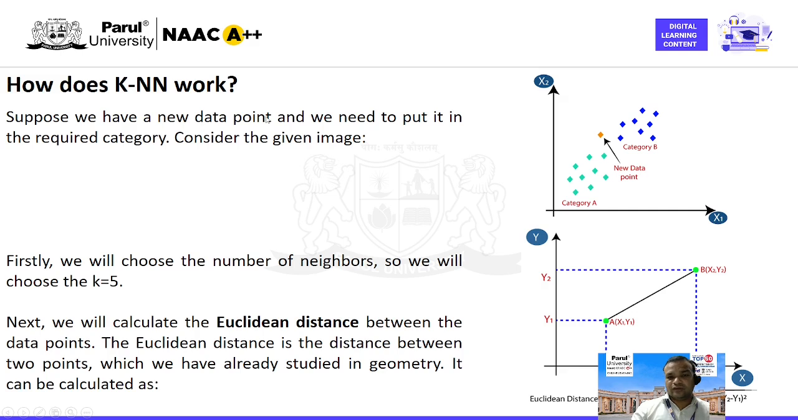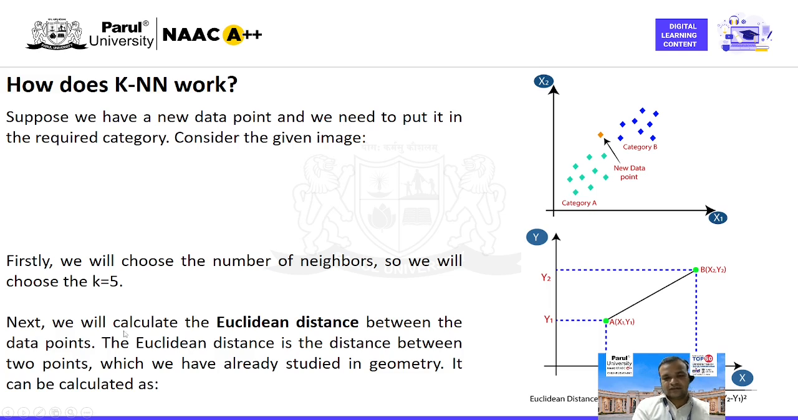Suppose we have a new data point like this, and we need to put it in the required category. Category A, category B. Features are x1 and x2. First, we will choose the number of neighbors. So we will choose K equals 5.